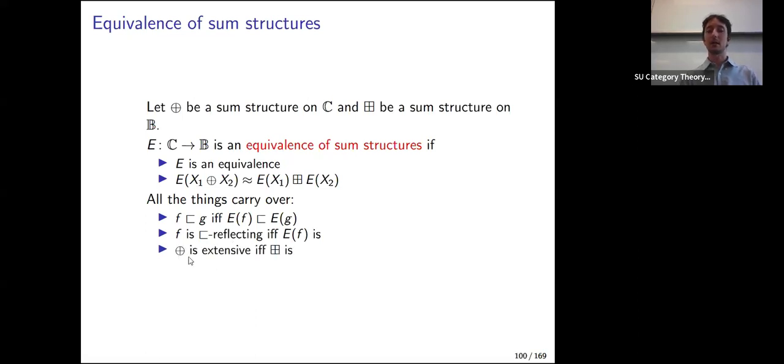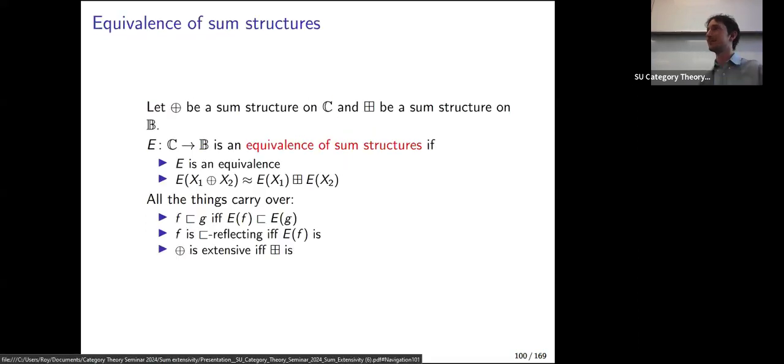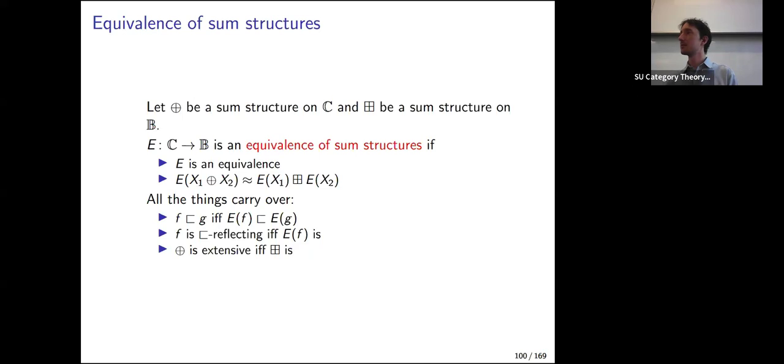And we have that our original sum is extensive if and only if our target sum, our transported sum, is extensive. So what do you mean by this isomorphism between these? Is it just any natural isomorphism, or one that makes the diagram commute with inclusions? Okay, I see. So we have triangles. So is it just a unique thing, if it exists? I believe so. Yeah. Okay.